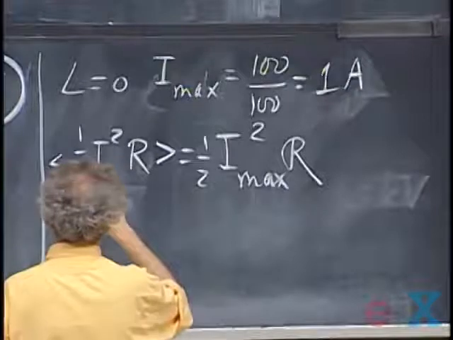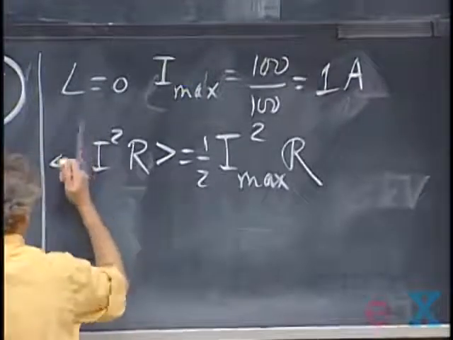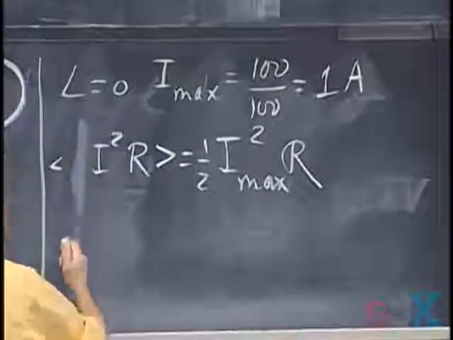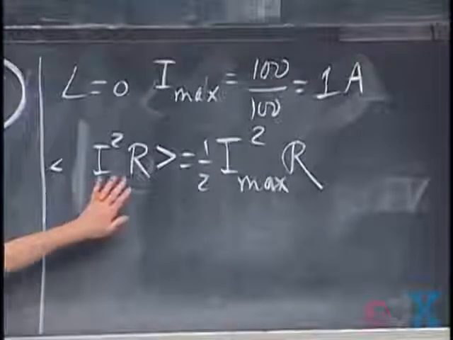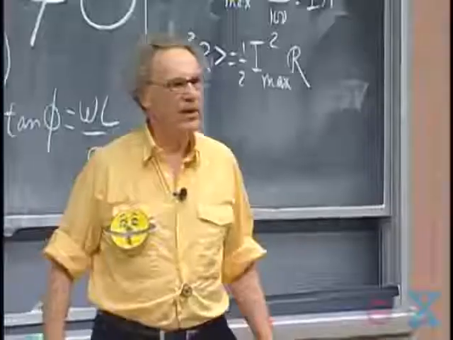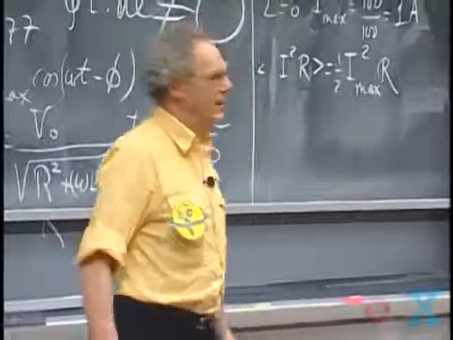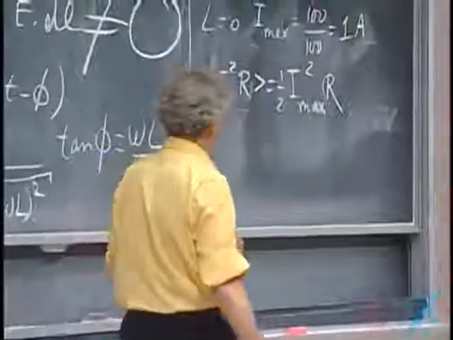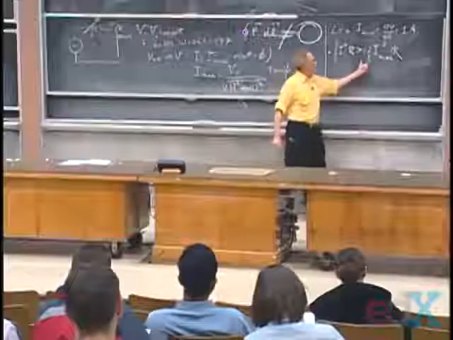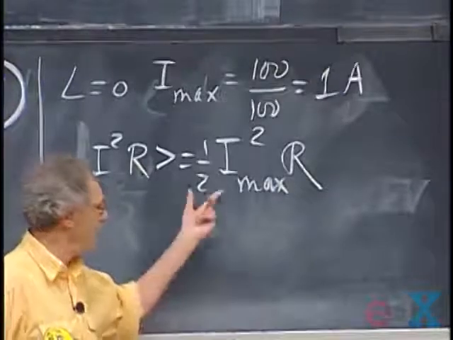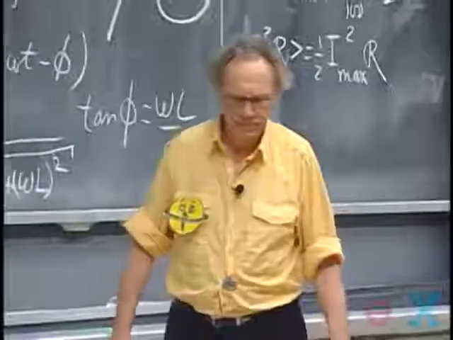And by the way, sorry, I was ahead of myself. The I square R is the energy that is dissipated in the resistor, not 1/2 I square R. It is I square R. And because of the time average of the cosine square function, I get my 1/2 there.